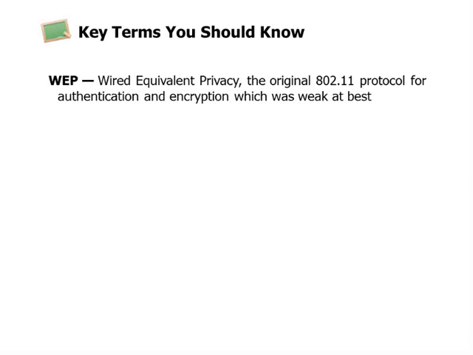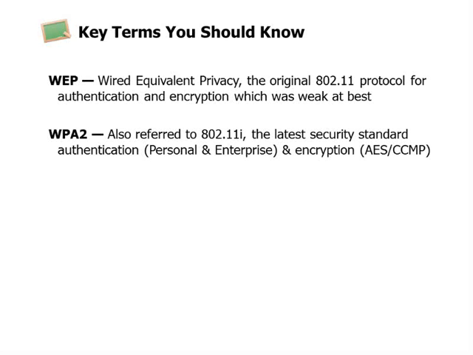The other two terms are related to security. You have WEP, Wired Equivalent Privacy. Now remember, this is the original 802.11 protocol for authentication and encryption, which was weak at best and should not be used. And then you have WPA2, also referred to as the IEEE standard 802.11i, and this is the latest security standard for authentication, both personal and enterprise, and also for encryption.